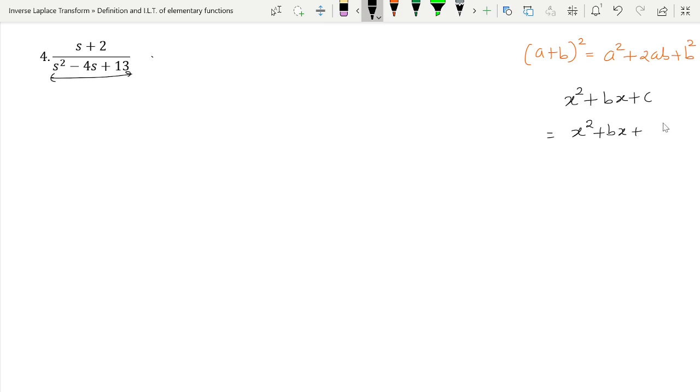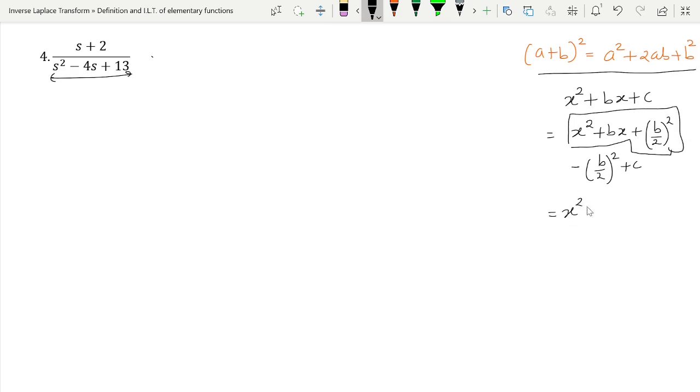Coefficient of x is b in this case. Divide it by 2 and add the square of that and subtract the square of that. Okay, what I am doing, whatever the coefficient of x is, we are dividing it by 2 and adding the square of that and subtracting the square of that, plus c. So which is equal to, now you might notice that this formula can be used to complete a square in this case. Okay, and how can we use it?